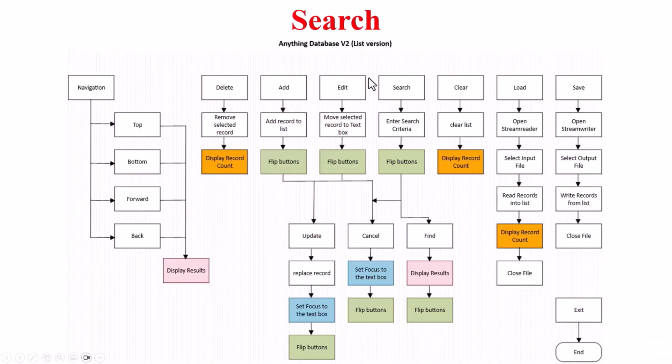And we're not going to employ any sorts or anything like that. We're going to do a simple search where we're just going to scan through the list and find the records we need. If we look at the search criteria, enter search, flip buttons, we have the ability to go down to the find and down to the cancel here.